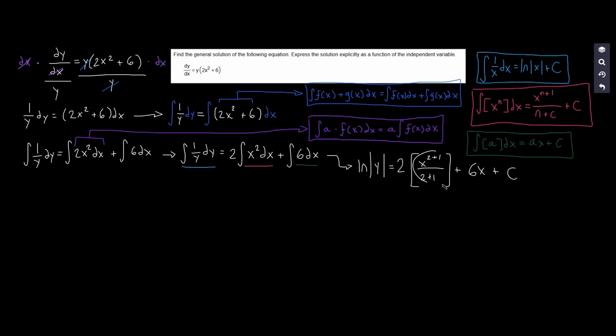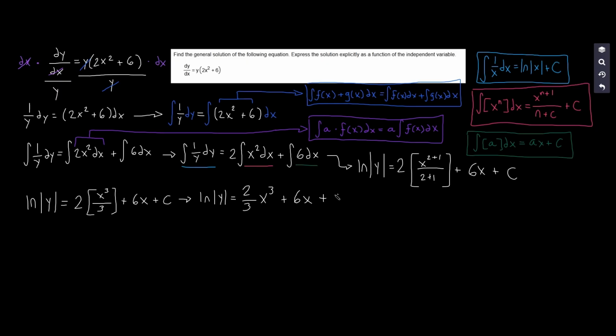This here, within the parentheses, it's going to become x raised to the third power over 3, but then we still need to multiply it by 2. Now this term here is going to become 2/3 times x to the third power. We'll grab our 6x and then plus c. Now what we want to do is solve for y. In order to banish the natural logarithm from both sides of the equation, we're going to exponentiate both sides. In other words, we want to get rid of this natural log, so we're going to exponentiate both sides.